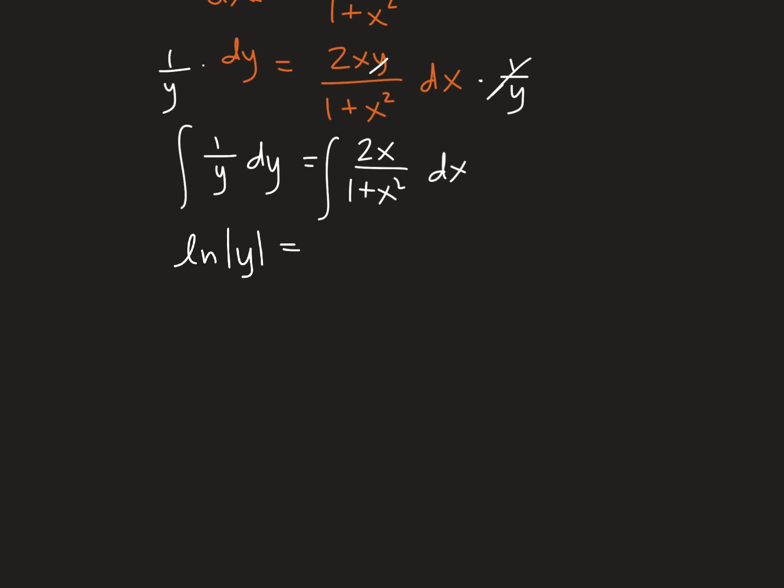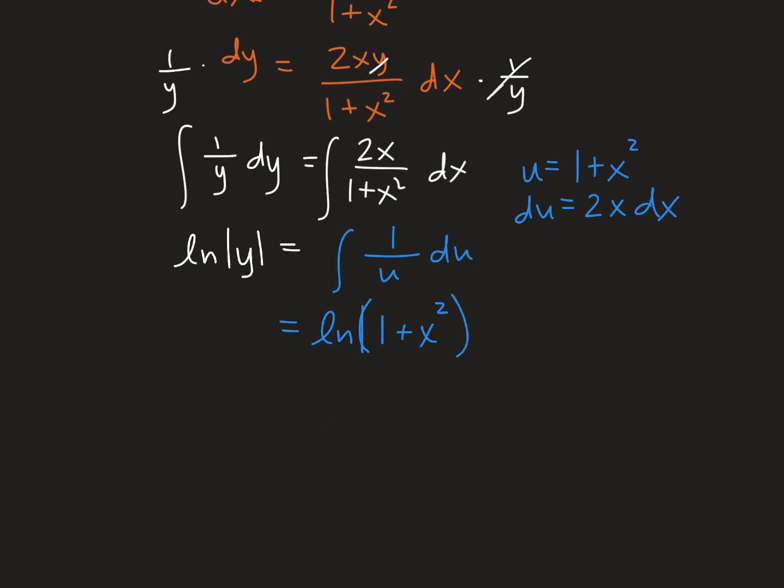Over here, it looks like I can do a u substitution in my denominator. So I'm going to let u equal 1 plus x squared, therefore du will equal what I want it to be. So this is really the integral of 1 over u du. So this is the natural log of the absolute value of u plus c. u is 1 plus x squared, and there we go.